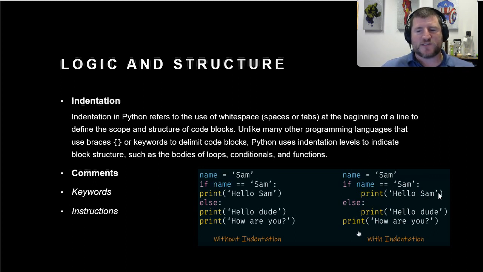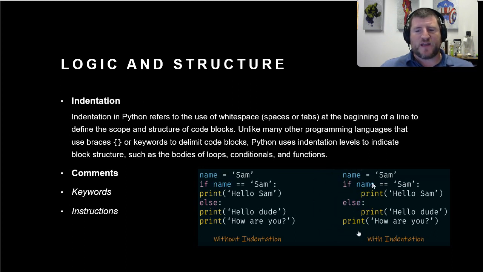You could have print hello Sam, print how are you, print my name. You could have lines and lines of output here. But as long as it was all tabbed over, it would be considered underneath this if statement, or inside a block inside the if statement. You'll notice that the else statement here does not have a tab because it's on the same order as the if statement.